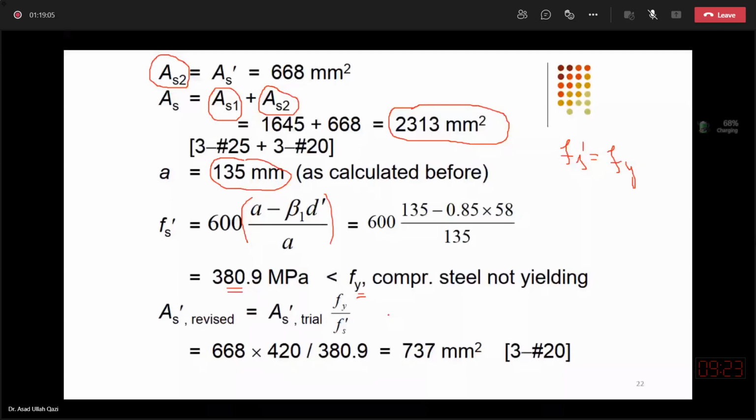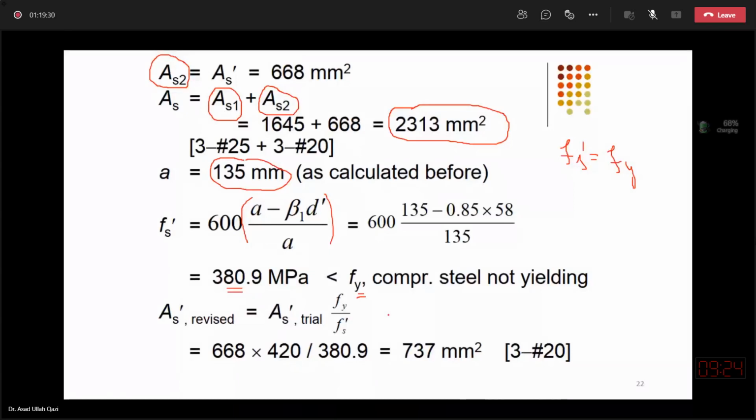So theoretically speaking, I was wrong in announcing that AS prime is at Fy. The amount of error was that I used AS prime Fy, but it was actually AS prime Fs prime.